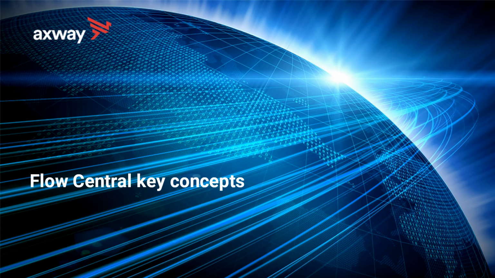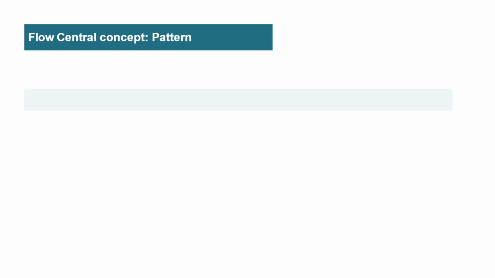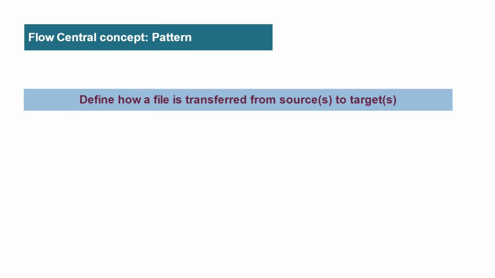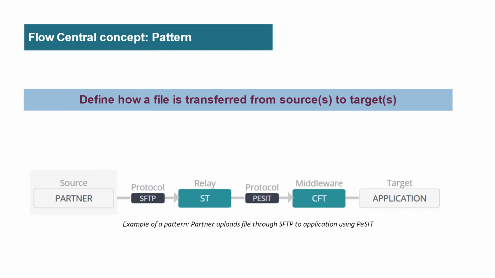Let's now focus on some of Flow Central key concepts. A pattern, or flow pattern in Flow Central, represents the sequence of operations describing the transfer of files from a source to a target. This can be seen as a technical skeleton of your data flow. At this step, you don't know who is sending or receiving the files.